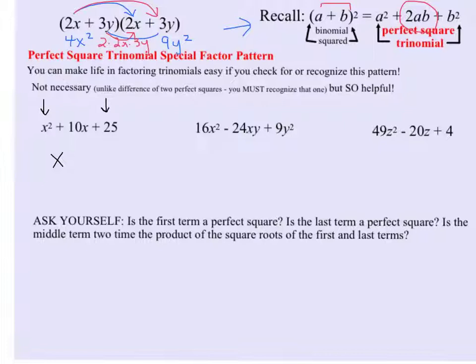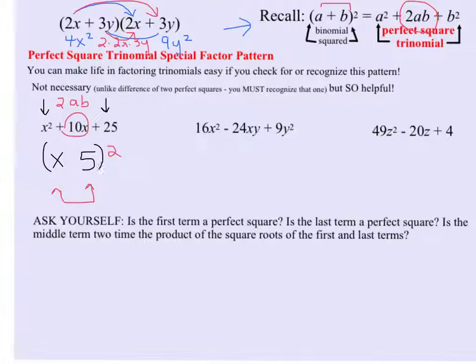Is the last term a perfect square? Again, the answer is yes here. And the square root of 25 is 5. That's what was multiplied to get it. Now I need to test out this middle term. Remember, the middle term is the product of the two terms that were part of the binomial being squared. Is x times 5 times 2 10x? That is true, right? Because remember, this would be 2ab. Well, the x is like a and the 5 is like b. Since that is true, I know that I have a perfect square trinomial.